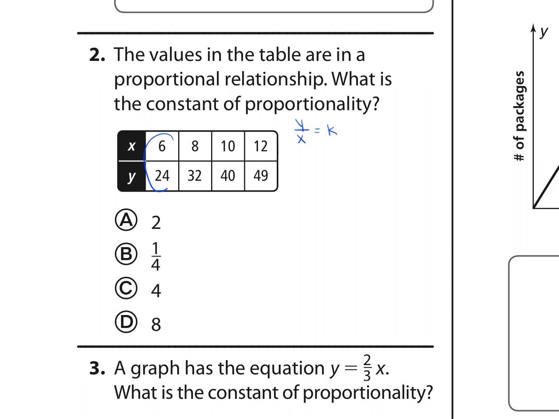In this case, let's take 24 and divide by 6, we get 4. Let's take 32 and divide by 8, we get 4. We should get 4 every time, and I'll tell you that there is a typo here. That last one should be 12 over 48. But we do get the constant of proportionality, k, is 4.